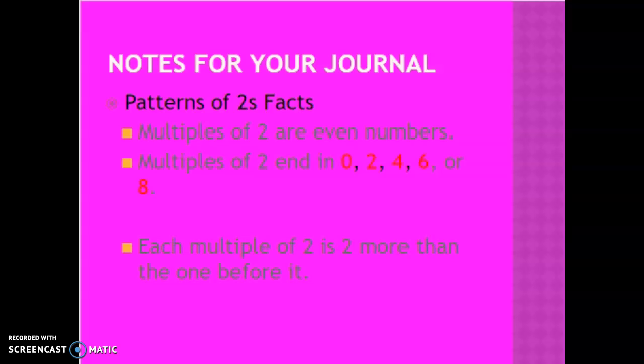Each multiple of 2 is 2 more than the one before. So just like we knew 9 times 2 is 18, we know that 2 more is going to be 20, 2 more is going to be 22, 2 more is going to be 24, and we could keep going with multiples of 2 by counting by our twos, or skip counting basically by our twos. So remember that multiples of 2 are always even, that they're always going to end in 0, 2, 4, 6, or 8, and that it's just 2 more than the one before when we're skip counting.